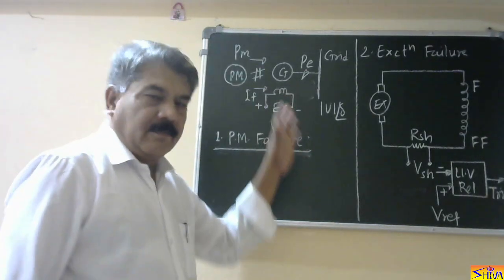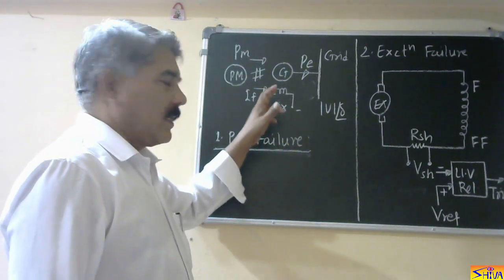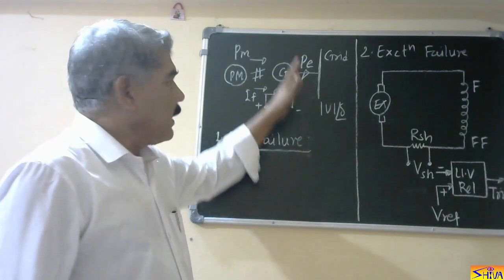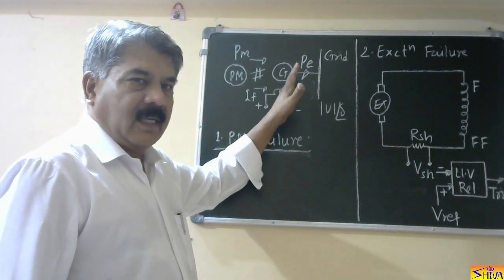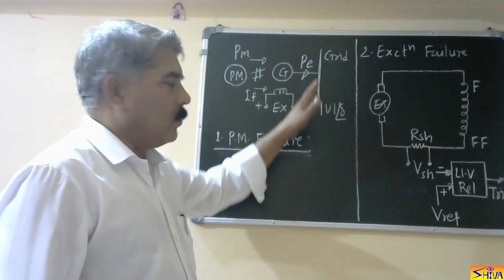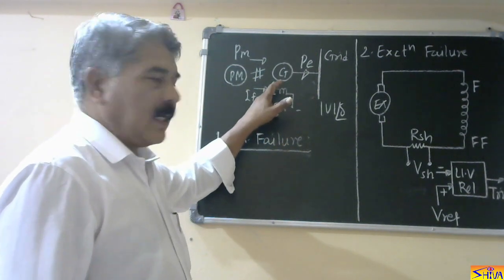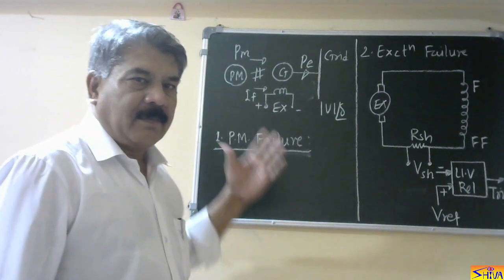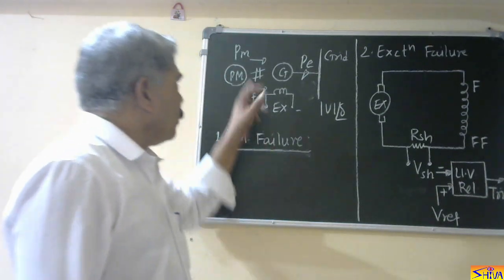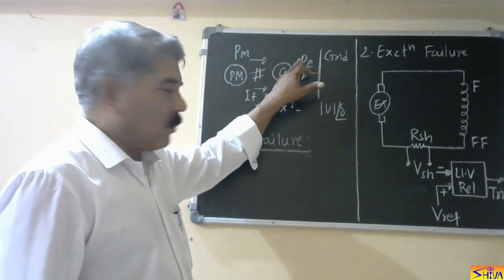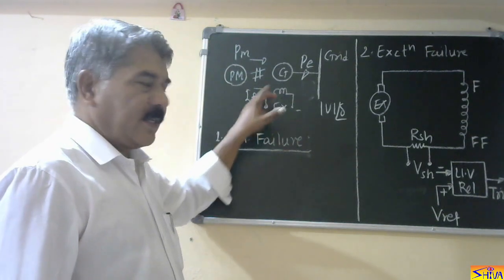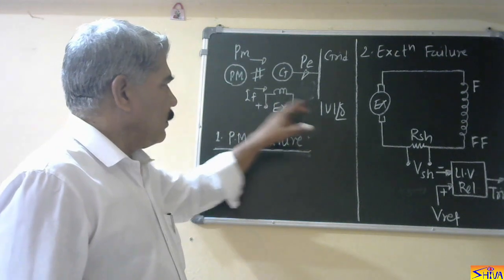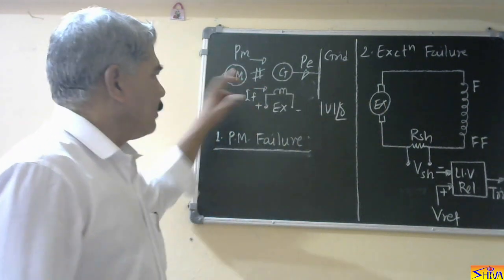Now let us consider this generator system. It is generator connected to grid, or it can be a power station where there are number of generators connected to a common bus. To this generator, there is input through this prime mover. It can be steam turbine or it can be hydro turbine. So this is mechanical input, this is electrical output. Then there is excitation system. This is providing voltage to the field winding. So this is the excitation system and this is the prime mover system.